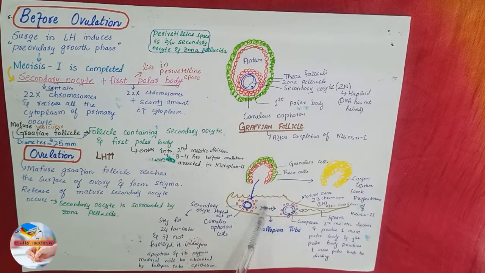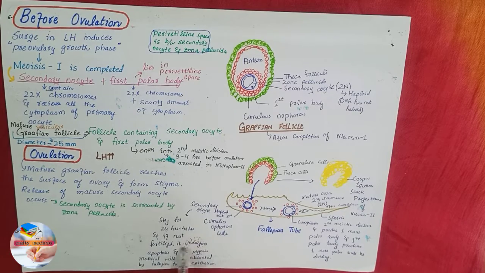If fertilization does not occur, this secondary oocyte will degenerate and undergo apoptosis, and its organic material will be absorbed by the fallopian tube epithelium. So this was all about the process of oogenesis.